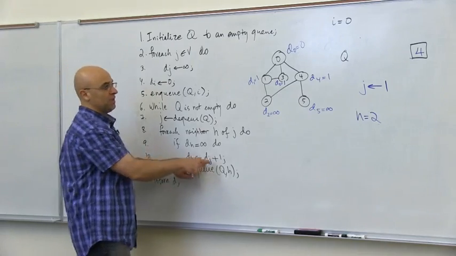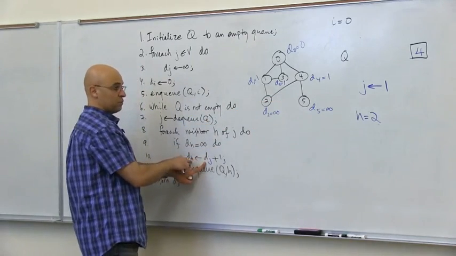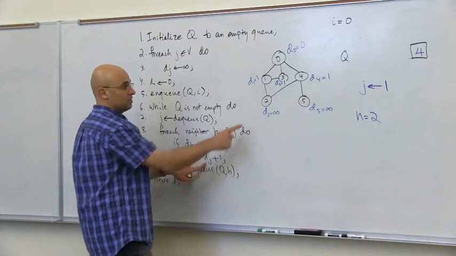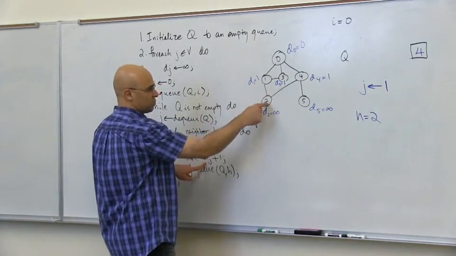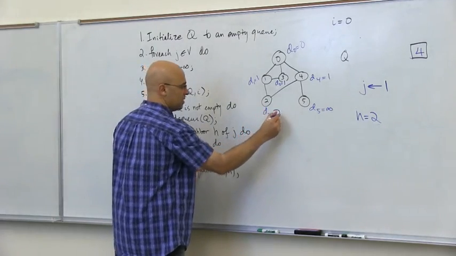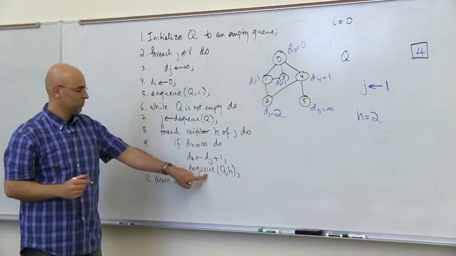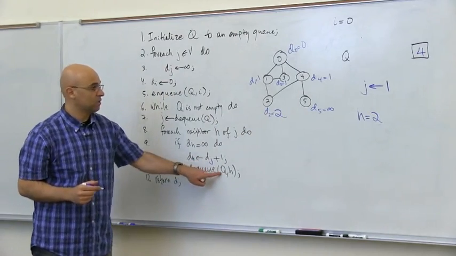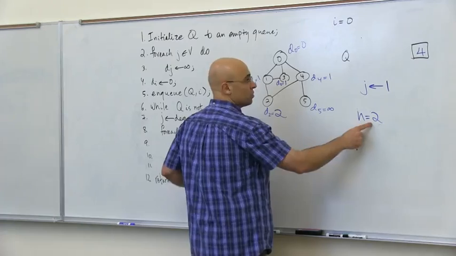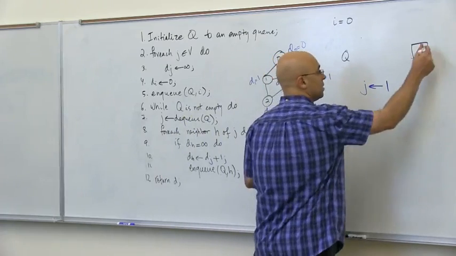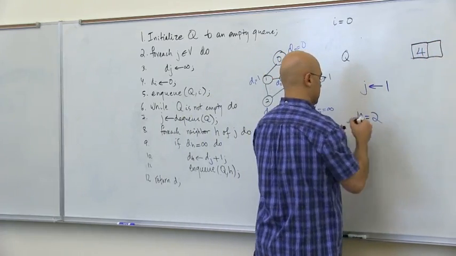plus 1. J is 1, so this d of 2 is going to be d of 1 plus 1. D of 1 is 1, plus 1 is going to be 2. So now this gets updated. We put this node h on the queue. So node 2 now goes onto the queue, and it goes again on the right.